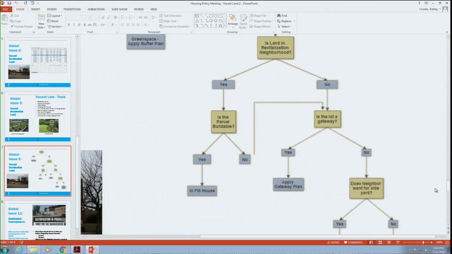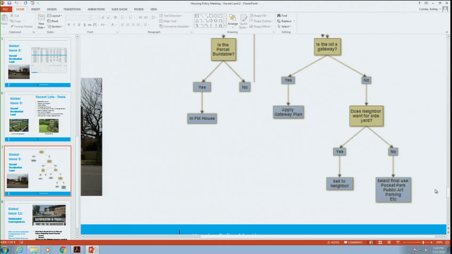Does the neighbor want it for a side yard? Yes or no? Sometimes the answer is yes, sometimes it's rental, nobody wants it. If it's yes, sell it to a neighbor. If no, select a final use for it. The idea is, in my mind, we should have the ability to say, for every one of these vacant lots, we're going to do something with it. I don't know what the something is, but rather than just mow it forever, we should try to come up with some final use, whether the community helps us do something with it or whether we do a pocket park or public art.